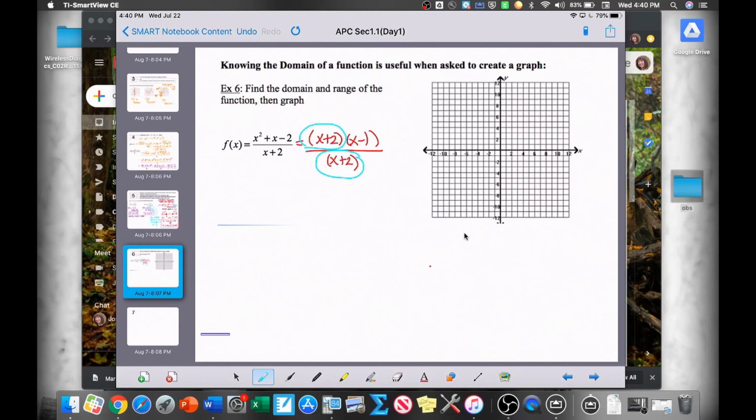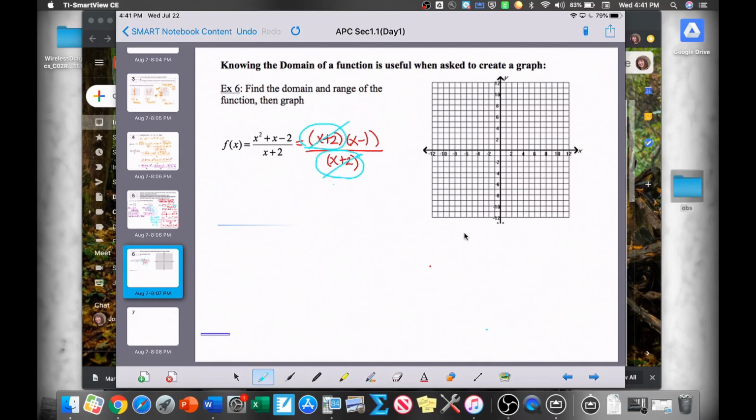So when we think about what it's going to look like, if we think about these two canceling out, really graphing-wise, our function is just f of x equals x minus 1. So that's just a linear graph. It has a y-intercept of negative 1. It has a slope of positive 1. But we know that there is a hole in the graph at x equals negative 2.